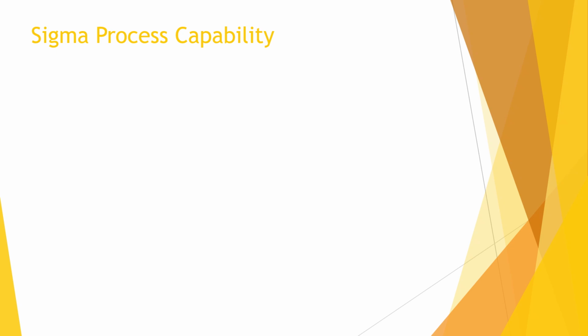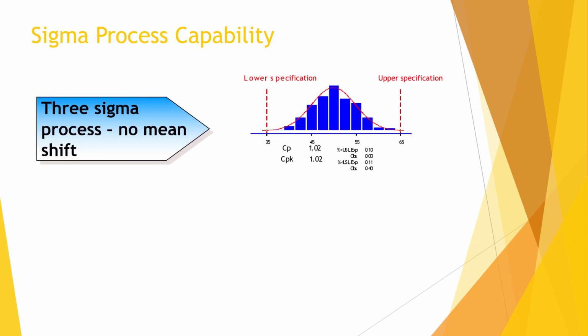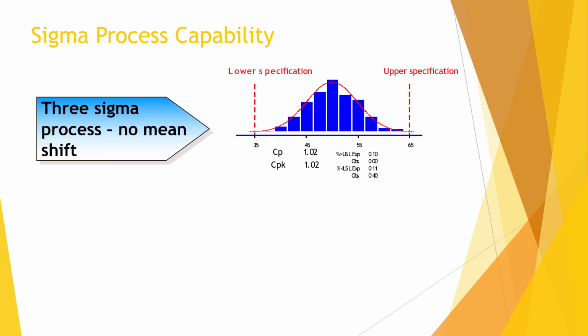Sigma process capability. This process spread falls within the specification limits, but it is not on target. This process will have a poor CPM value. This process spread falls within specification limits, but not on target. But it's closer to the target than the above graph, so its CPM value is better.